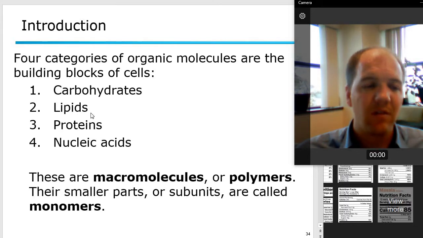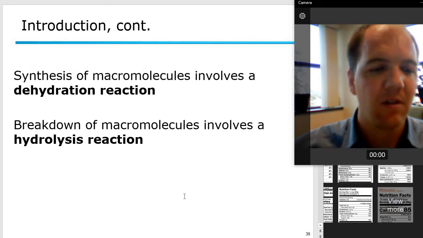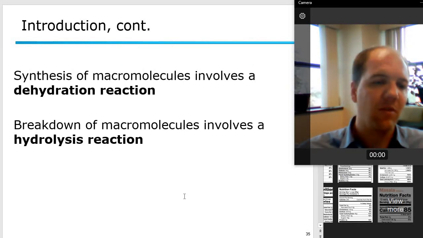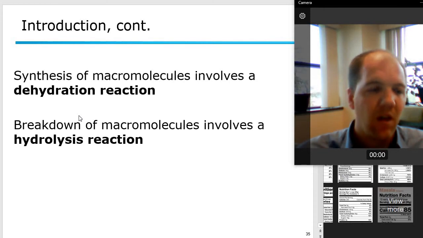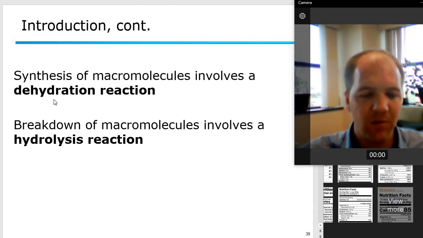Now each of these types of organic molecules have certain monomers that are used to create the larger polymers. As we look at each of the types, we're going to see those monomers and polymers. Those monomers are hooked together by a type of chemical reaction called a dehydration reaction. Dehydration meaning that water is removed. So by removing water from these two monomers, it actually connects them together.